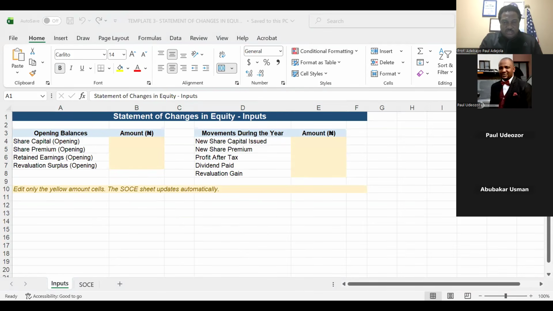Let me pull out the question itself. Statement of changes in equity. All right, I think I have it now. Or to make it faster, if somebody can give us those figures from your question, the whole thing will not be one way, with me being the one doing all the talk.